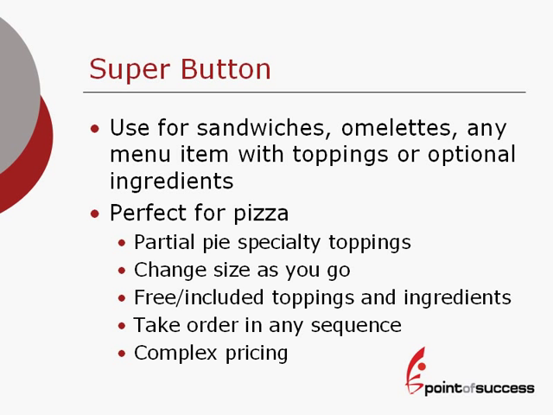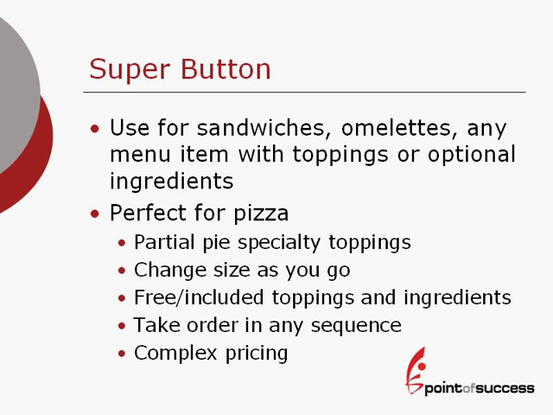Super buttons are used for ordering sandwiches, omelets, or any menu item with toppings or optional ingredients, and super buttons are perfect for pizza. You can do things like ordering partial pie specialty toppings, like a meat lovers on half and then pepperoni only on the other half. You can also change the size of the item as you go. You can specify which toppings or which ingredients are free or included.